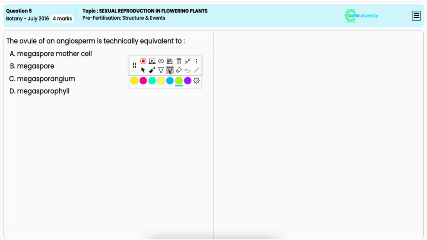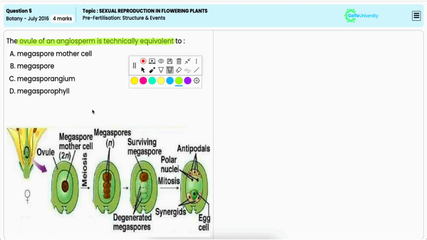The ovule of an angiosperm is technically equivalent to option A, megaspore mother cell. It is incorrect because the megaspore mother cell is a single diploid cell inside the ovule that undergoes meiosis to produce 4 haploid megaspores. So it is only a part of the ovule and it is not equivalent to the entire ovule. Option B, megaspore.